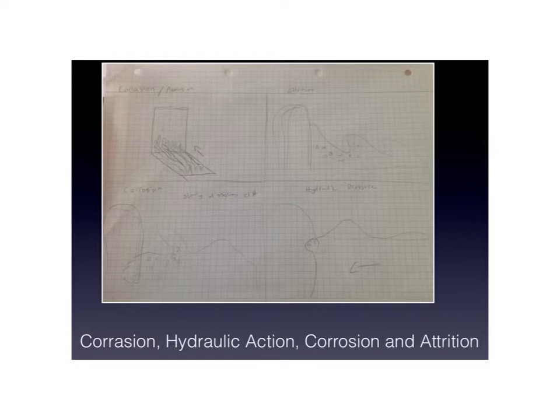Corrasion is where rocks on the beach are thrown together by the waves and broken up into smaller pieces. Hydraulic action is a form of erosion caused by the force of moving water currents rushing into a crack in the rock face. Corrosion is when land or a cliff is worn away by the elements. And attrition is when the particles are knocked about as they're transported and they gradually become more rounded and reduced in size.